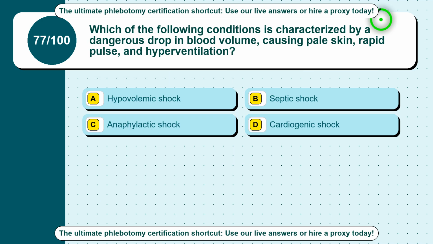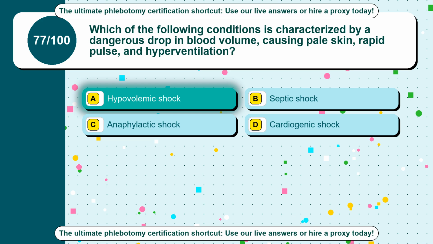Question 77. Which of the following conditions is characterized by a dangerous drop in blood volume, causing pale skin, rapid pulse, and hyperventilation? Option A. Hypovolemic shock. Option B. Septic shock. Option C. Anaphylactic shock. Option D. Cardiogenic shock. The correct answer is option A.